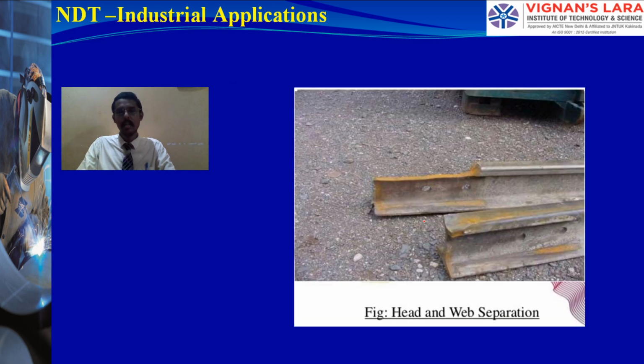So also head and web separation. Here in the dissection of the railway track, this head has been broken due to vibrations and damping forces. It is broken. But if we are not doing visual inspections periodically, there's a chance of rail accidents. So those things have to be taken care of properly.